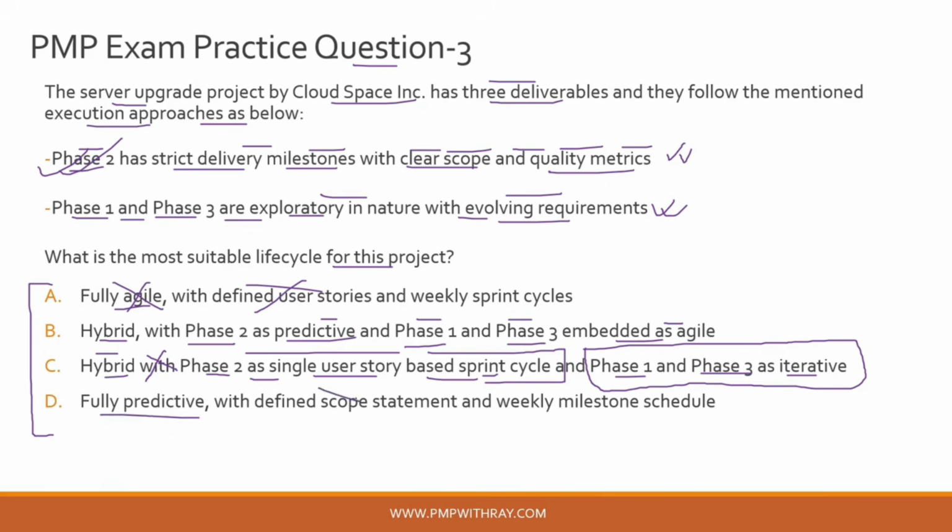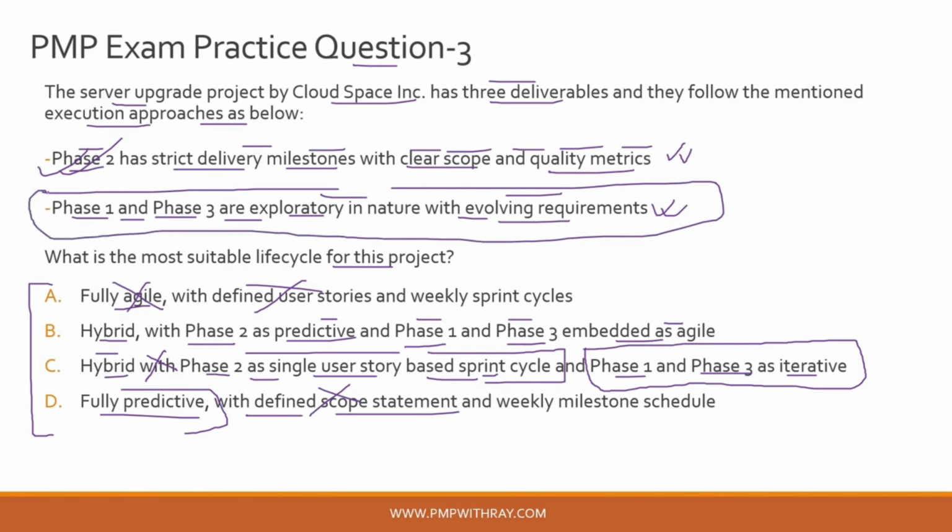Option D, now I will not even read the second part of this option, because if it is fully predictive, whatever reasoning you provide, that is not correct, because this project cannot be fully predictive because phase 1 and phase 3 are exploratory in nature and you have to have an iterative or an agile based approach for phase 1 and phase 3. So that is the reason why option D is also incorrect, because it's saying that the project could be done as a fully predictive project with defined scope statement and a weekly milestone schedule. Okay, now you cannot have a weekly milestone schedule definitely for a scope which is exploratory in nature and which has evolving requirements. Okay, so that is the primary reason why option D is also incorrect.